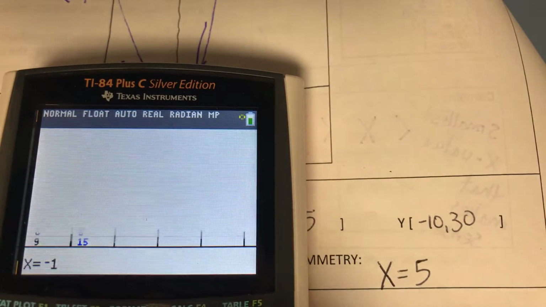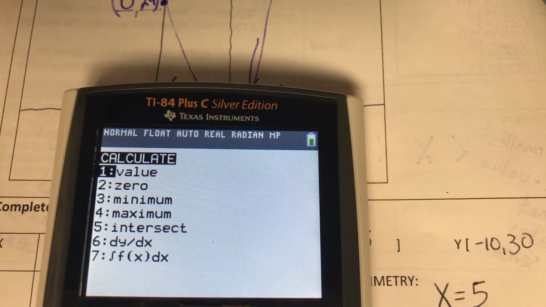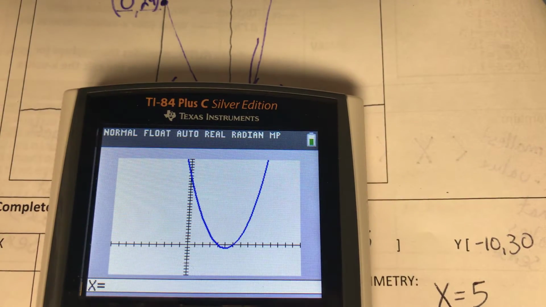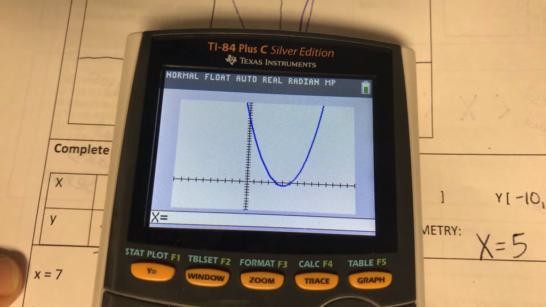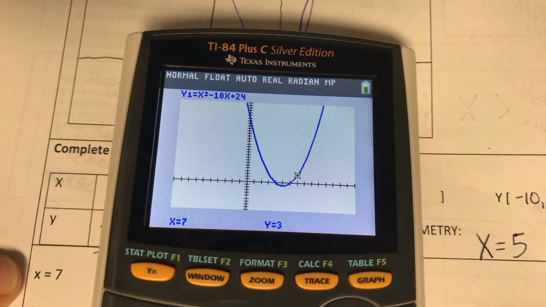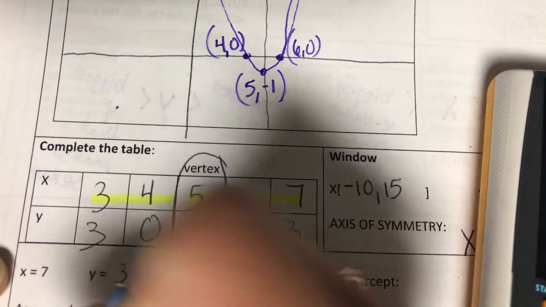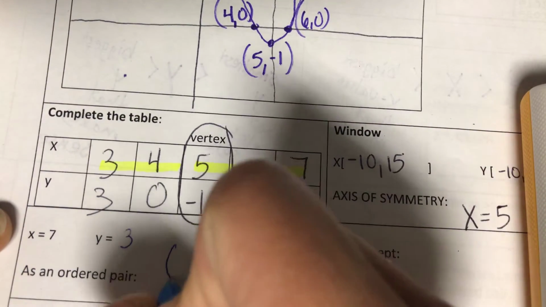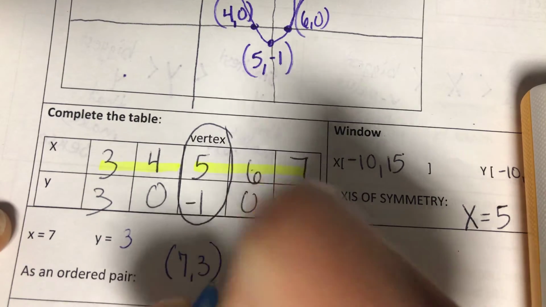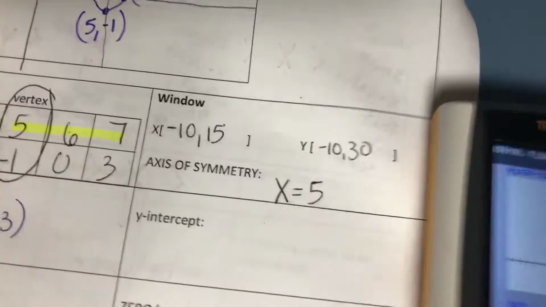So you need to press second trace. You need to choose the first option. And then just down here, I'll type in exactly what I see. X is 7. And I get an answer of 3. So y is 3. And then I would like for you to write that as an ordered pair. So (7, 3).